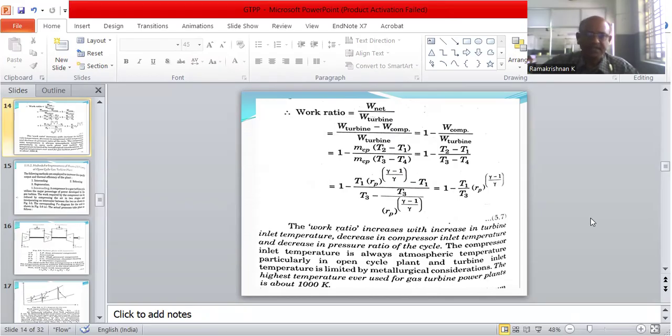These are about the classification of the gas turbine cycle according to the cycle criteria.